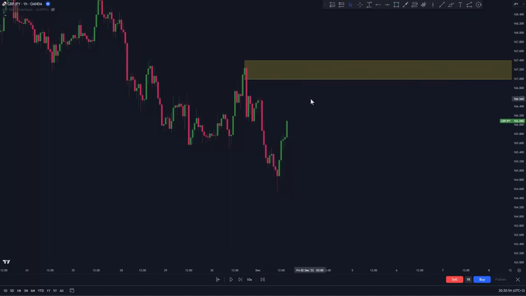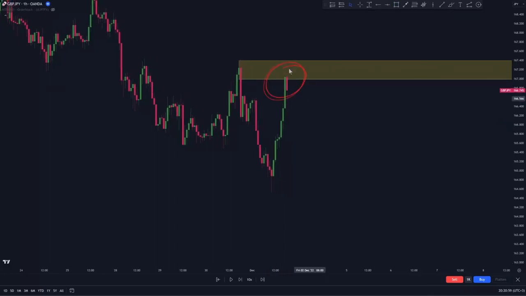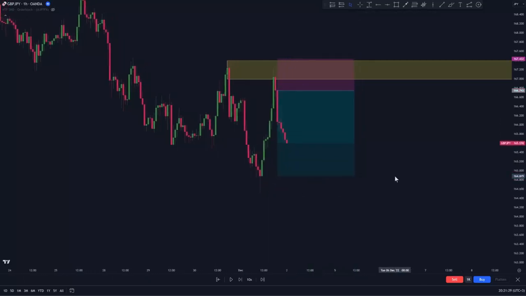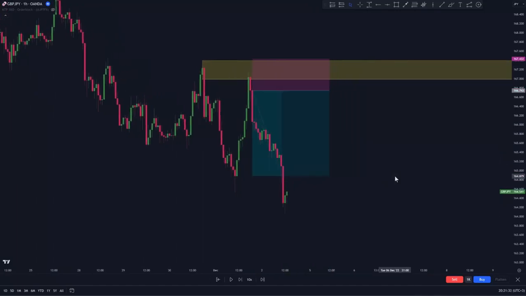In the future, if the price ever returns to this zone and bounces off it, this is where you would enter your short position. Your stop loss goes above the zone, and your take profit is going to be set at the next key level. That, my friends, is how you identify supply and demand zones.